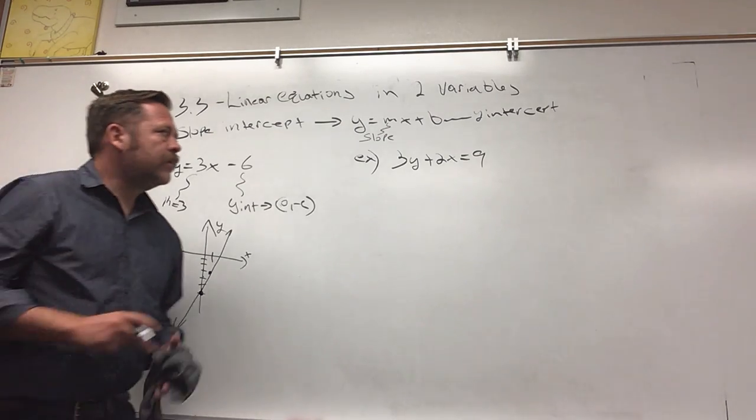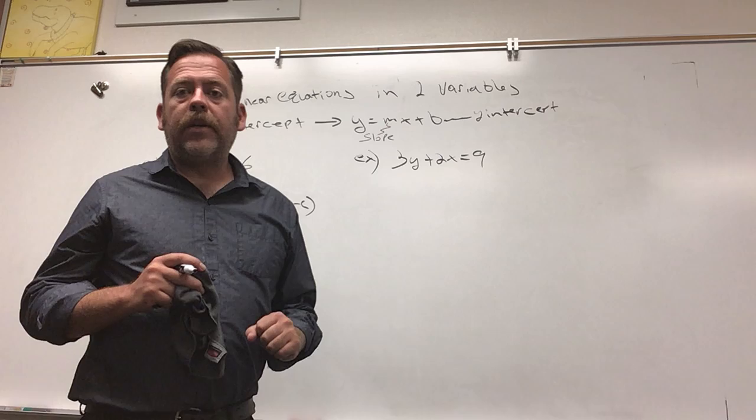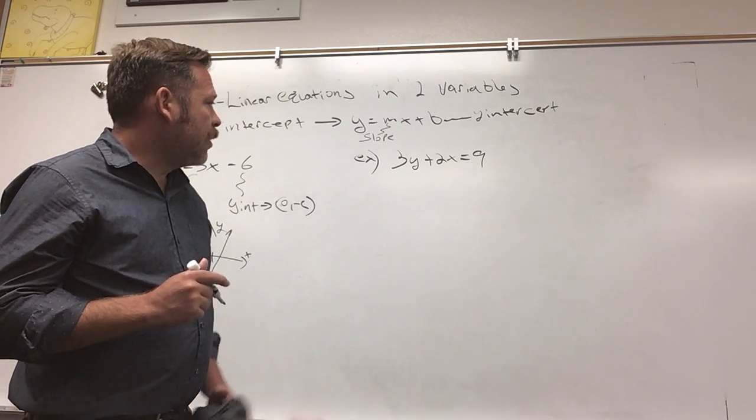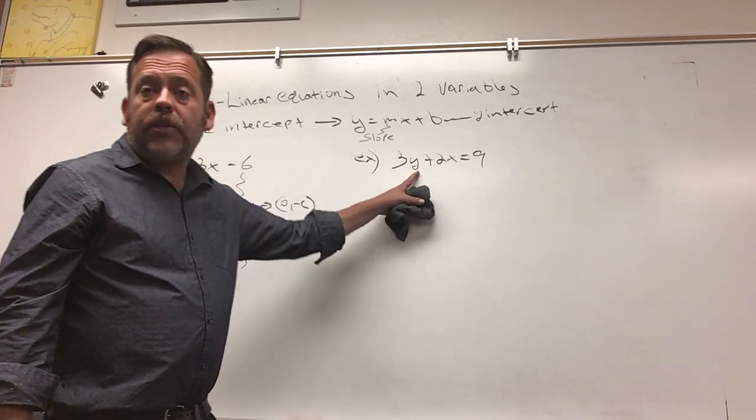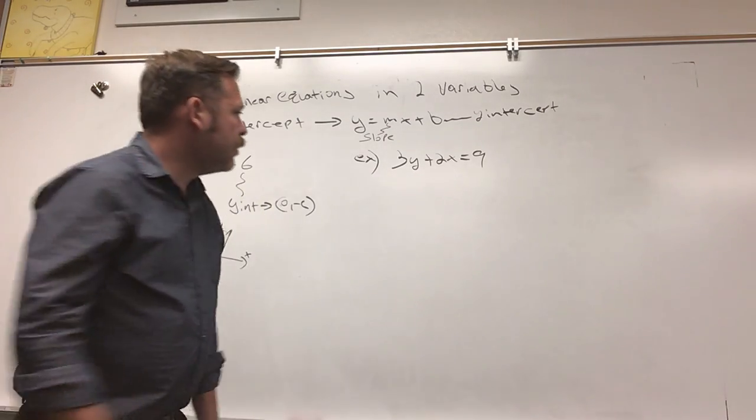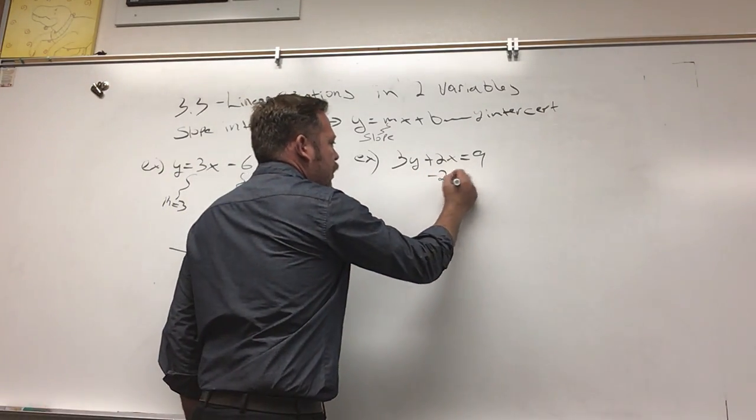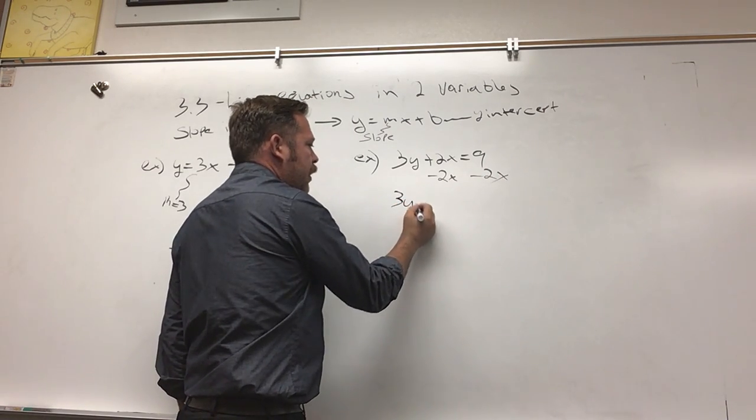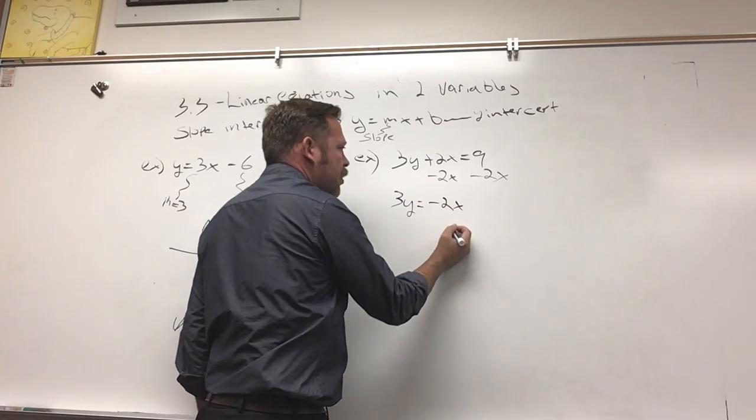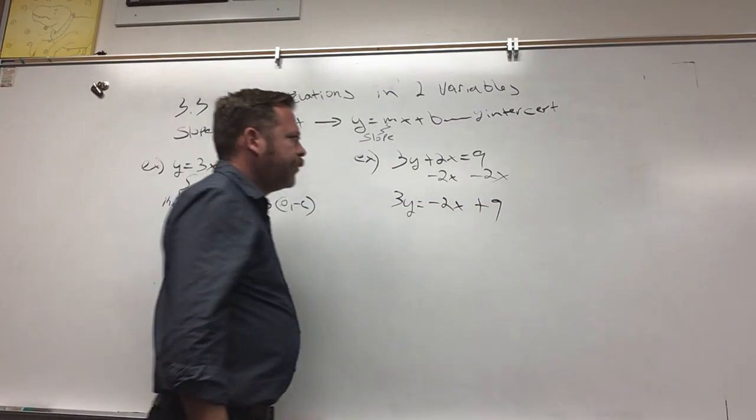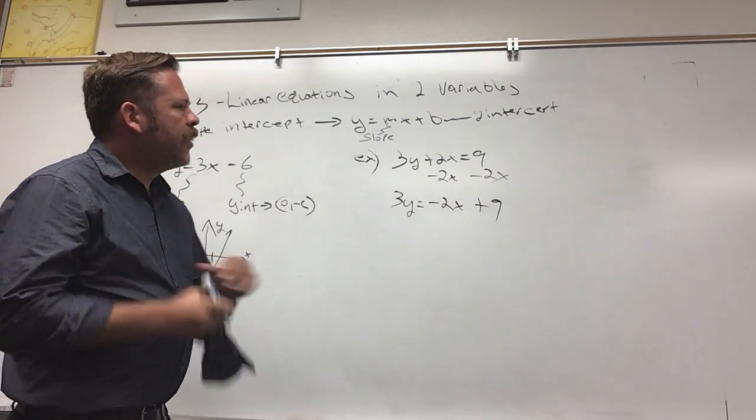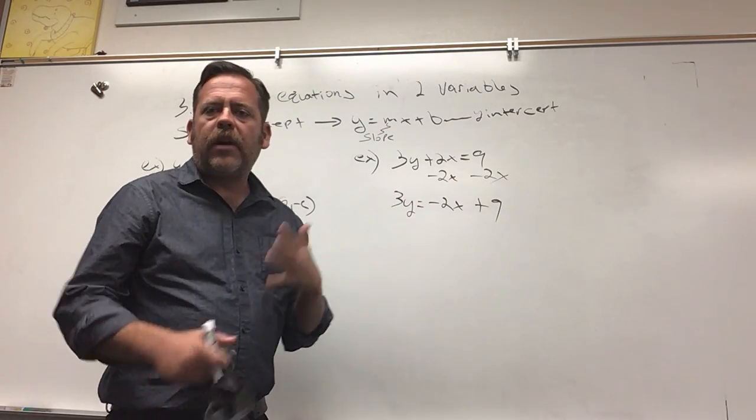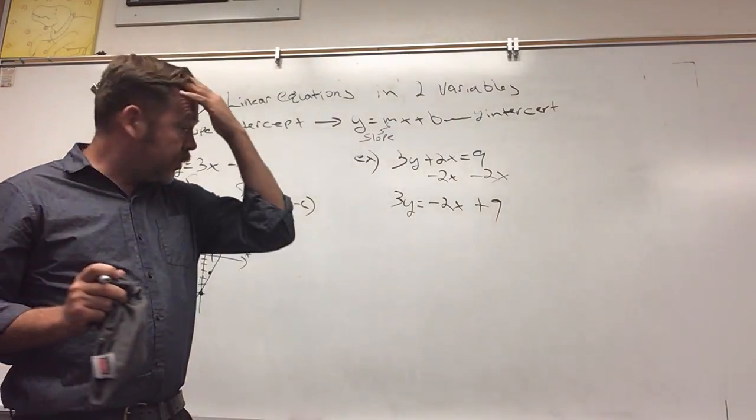Now, this one, just a little more to it. The first thing we're going to want to do is get y by itself. So that means that 2x needs to move to the other side. -2x, -2x. So 3y equals -2x plus 9. Okay. You could have said 9 minus 2x, but we like the x term to go first, so just be careful with the signs when you're rearranging the terms.